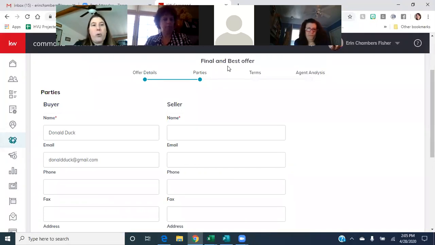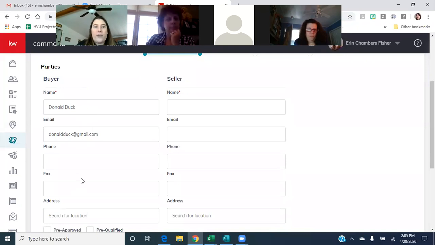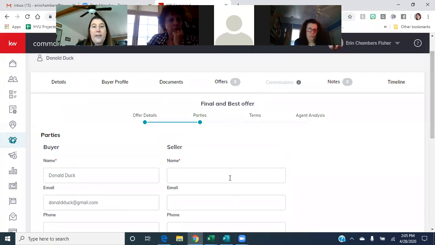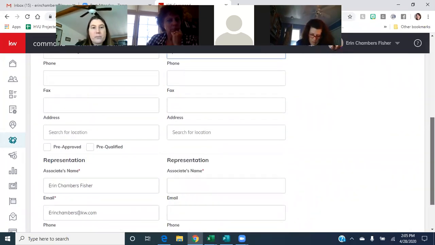So here it's going to pull over whatever side you are. It's going to pull over the buyer information in my case, because that's what I dictated this file to be. And it's going to pull over their information right from my opportunity, so I don't need to fill any of that in. And then here, if I happen to have the seller, I can put in the seller's information and just have that information here for the other side.